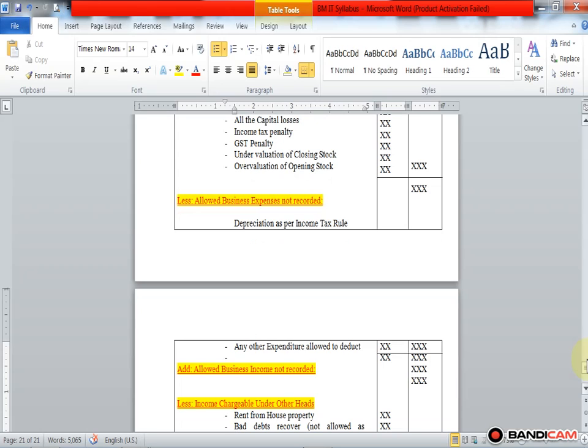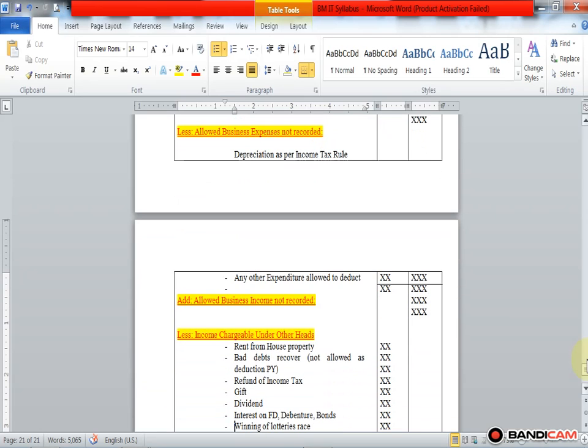त्यानंतर आपण पाहिलं की ॲड अलाउड or allowable business income not recorded. Some business income is given to you in your additional information, so find out this income related to business. If this income is related to business, then we add this income in net profit so that we find out a correct net profit of the business.